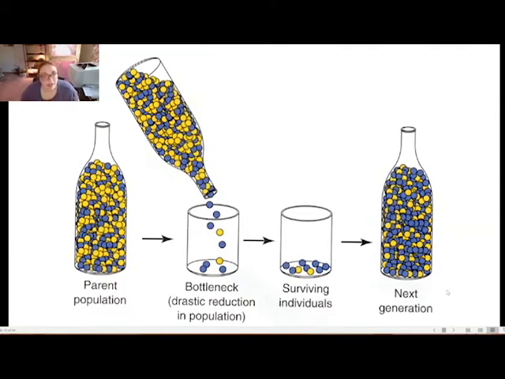And if this has nothing to do with natural selection, it could be possible that now the blue allele was the one that was less fit, and now you're hurting the population. So really what I want to stress is the bottleneck and any type of genetic drift is completely random chance. It has no reason for the changes that it makes. It's just by chance.